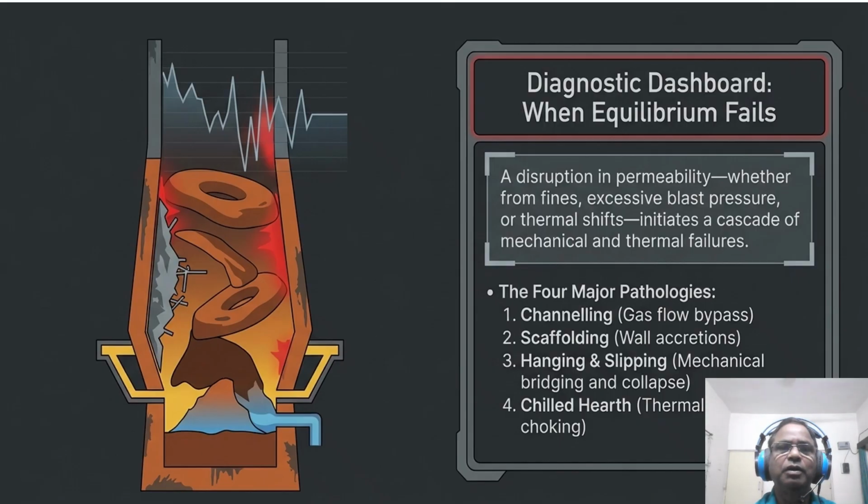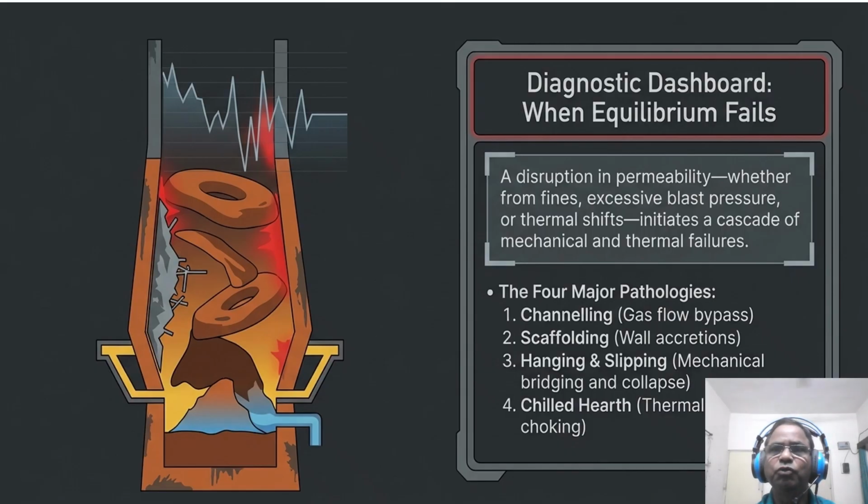Now coming to the diagnostic dashboard. So when equilibrium fails, when permeability or thermal stability is disrupted, we face four major pathologies, and these need to be scrutinized very efficiently by each operator to bring the furnace back to normalcy, with minimum loss of production, productivity, cost, and finally equipment also.